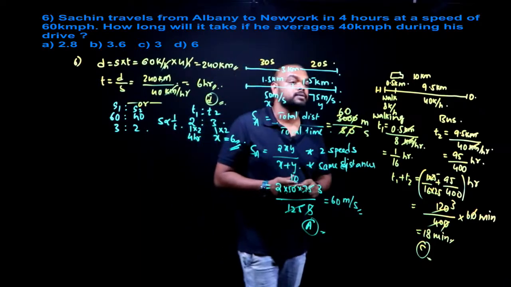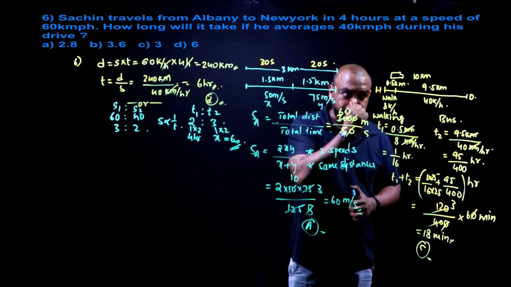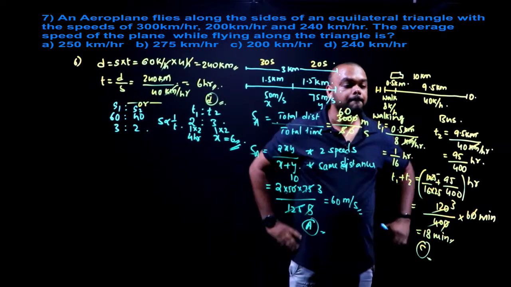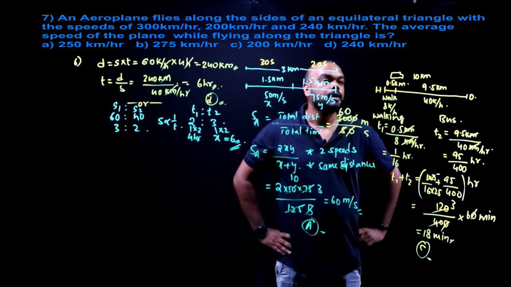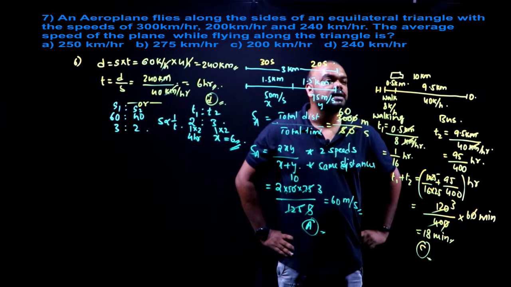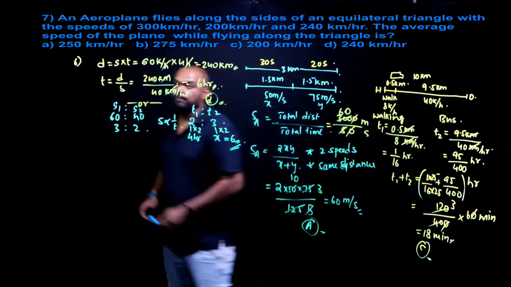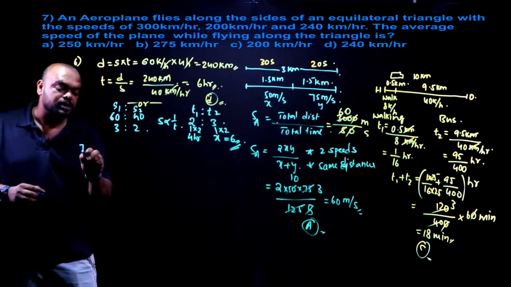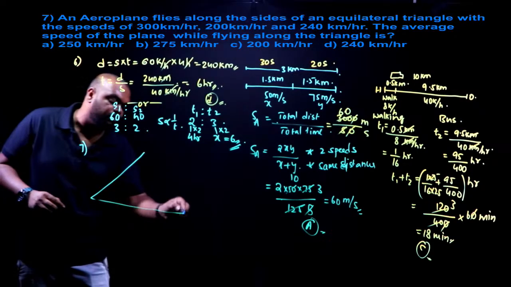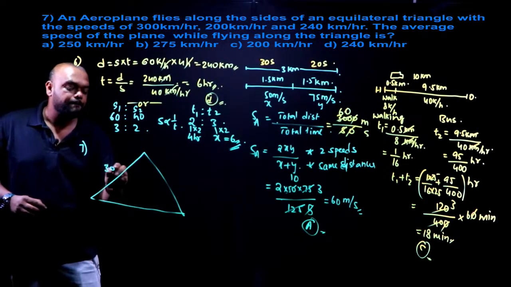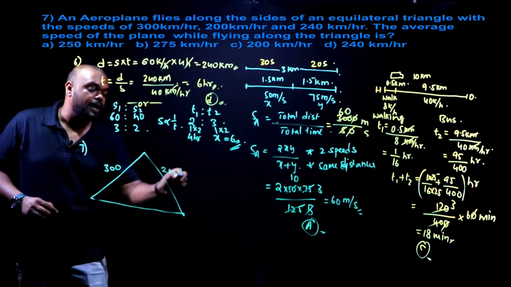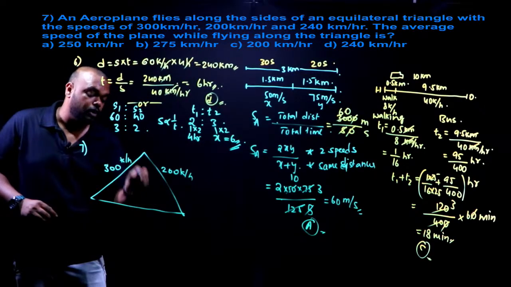Question number 7. An aeroplane flies along the sides of an equilateral triangle with the speeds of 300 km per hour, 200 km per hour and 240 km per hour. The average speed of the plane which flies along the triangle is? Now observe, what is it talking about? It's talking about an aeroplane flying across the sides of an equilateral triangle at different speeds. What are the speeds? 300 km per hour, 200 km per hour and 240 km per hour.